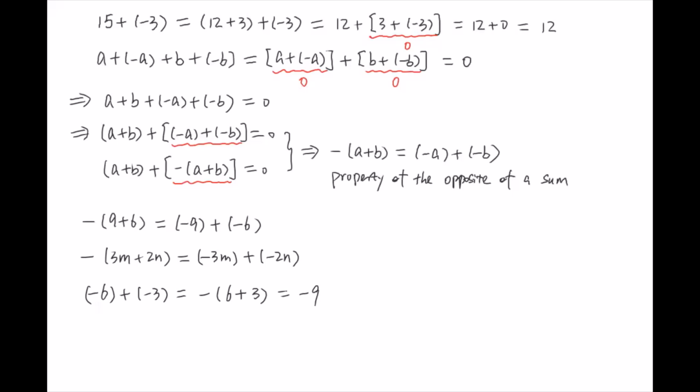Now we work on some examples of addition using the above properties. 303 plus negative 126 equals 977 plus 126. Then we use the associative property of addition, so we can regroup these numbers.